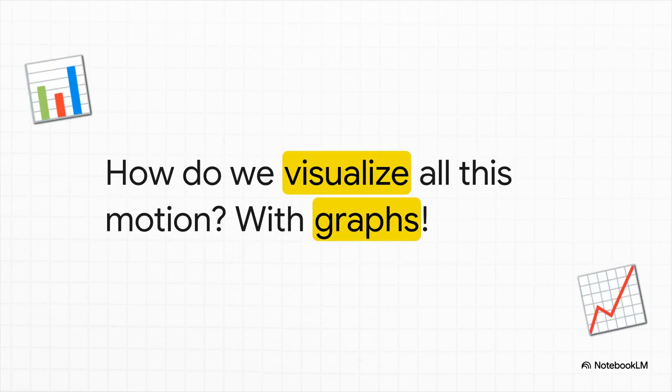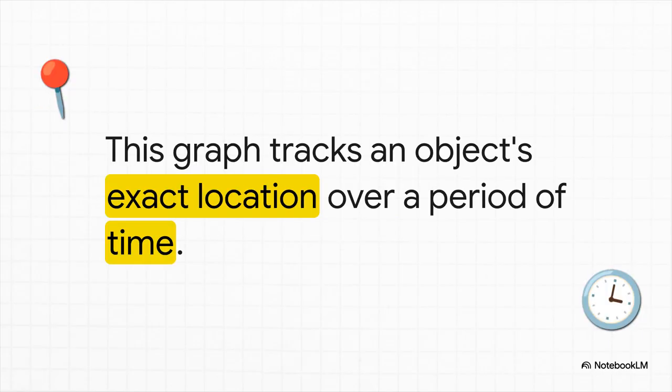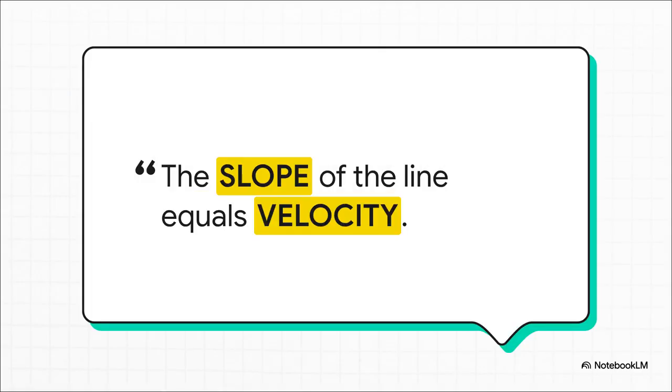You guessed it, graphs. Let's start with a position time graph. It just tracks where something is over a period of time. And on this graph, the slope of the line is the velocity. The steeper it is, the faster you're going.